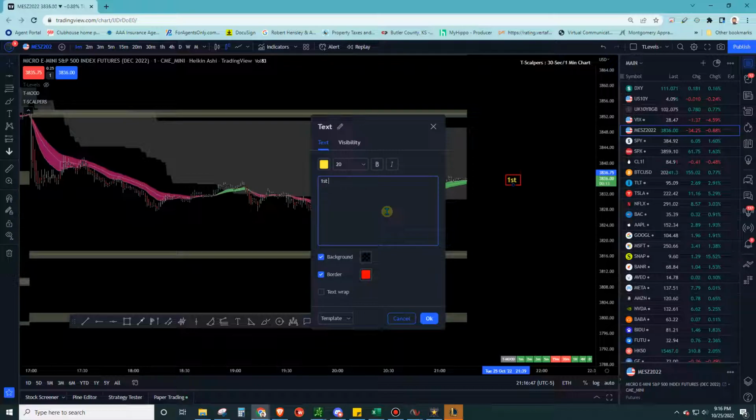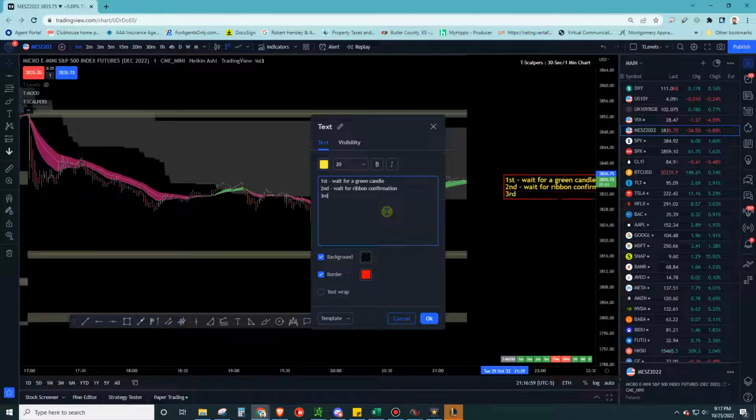First step, wait for a green candle. Second step, wait for ribbon confirmation. Third step, be above or below the cloud. Fourth step, set a stop. Very, very simple stuff here.